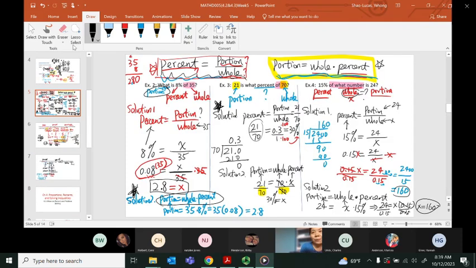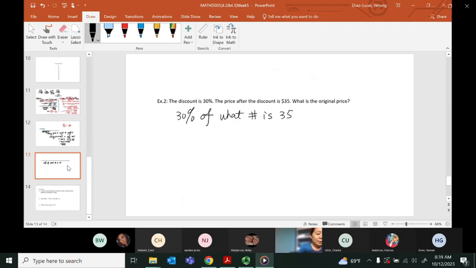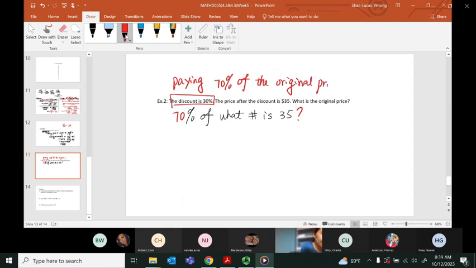Example 4, the last one here: 15% of what number is 24. So it's exactly the same type of question, just rephrased. Sorry, my bad, I shouldn't say 30%. It's 70% of one number is 35, because the discount is 30%, which tells you we are paying 70% of the original price. That's why we have to do a subtraction there. After you deduct 30%, you are actually paying 70% of the original price. So it's like saying 70% of one number is 35.